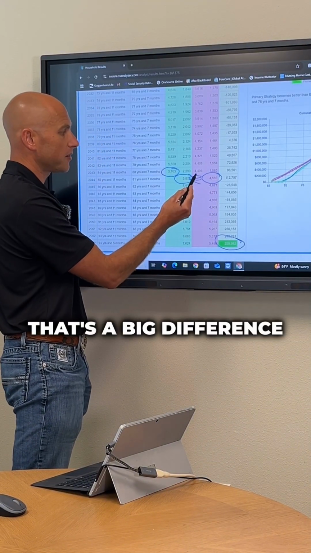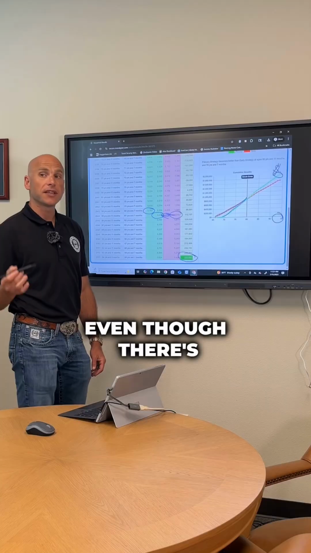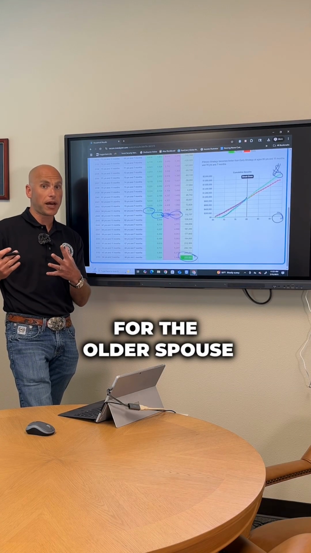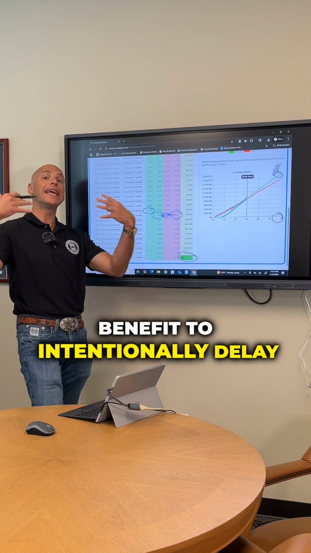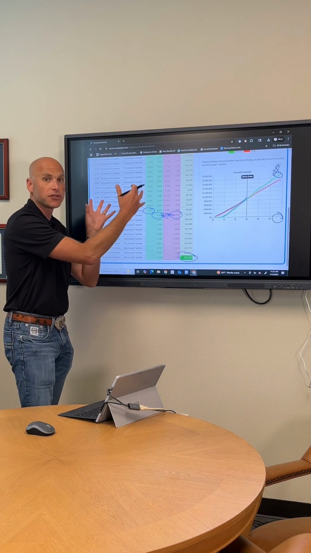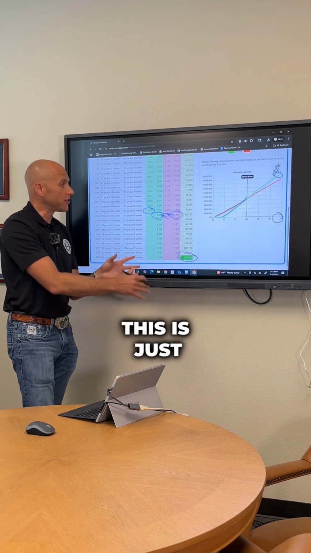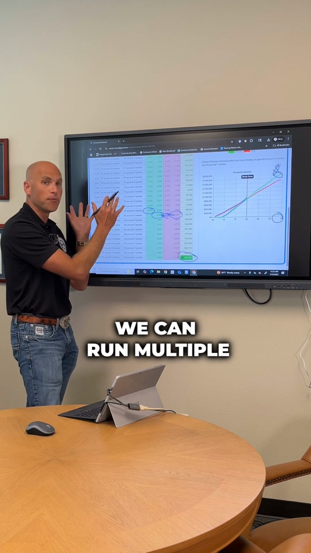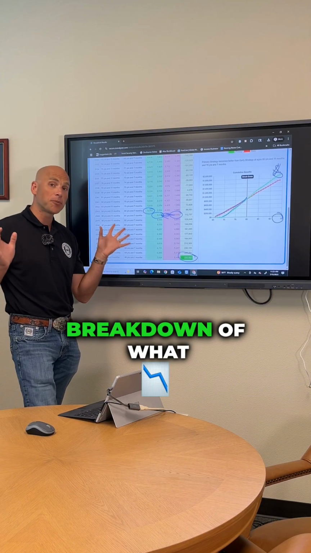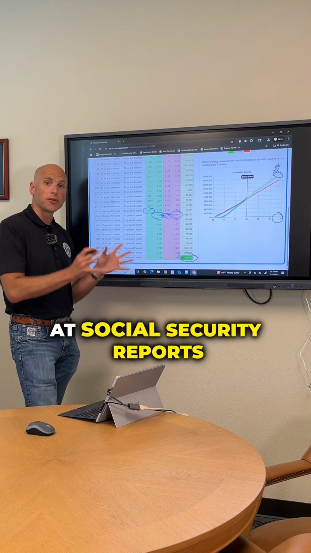That's a big difference. So in some situations, even though there's a spousal benefit at hand, it can make sense for the older spouse who has a higher benefit to intentionally delay in order to leave behind a larger survivor benefit. This is just a quick example. We can run multiple different strategies and different filing dates. I wanted to give you a high-level breakdown of what we can do here at Social Security Reports.